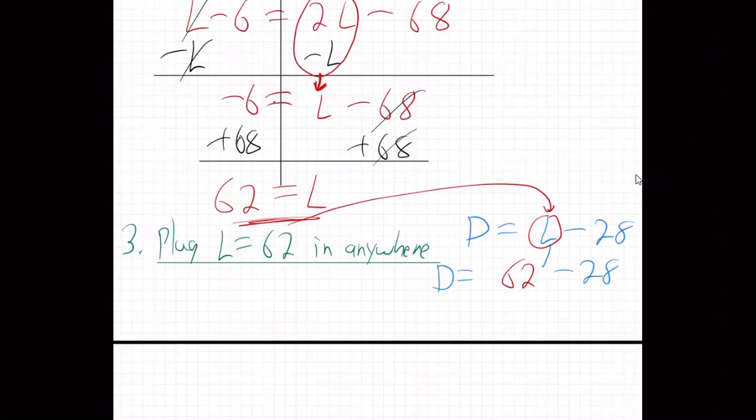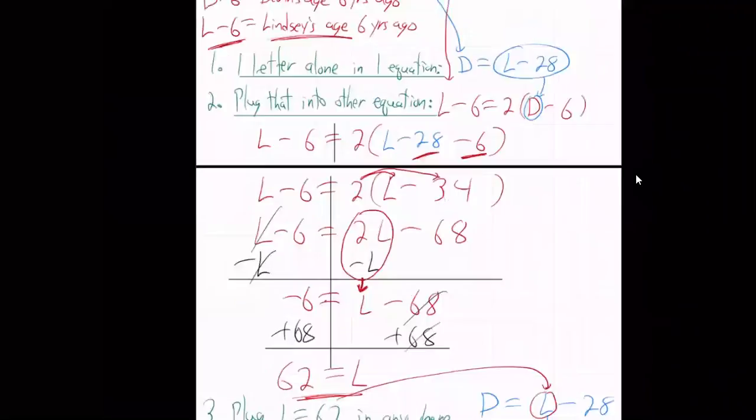So that L is 62. So D, subtract that, use your calculator. I'm getting 34. So Devin is 34. Just like that. So we got it. That was a little bit tricky.